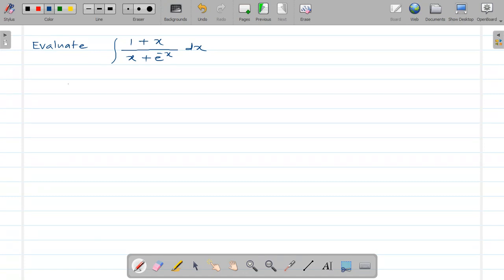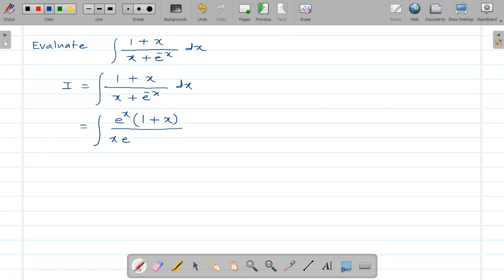So in the answer, first of all I will take I equal to the integration of (1 + x) upon (x + e^(-x)) dx. Now if I multiply both the numerator and denominator by e^x, then what will you get? See here, next step. We will get e^x into bracket (1 + x) upon, in the denominator, x e^x + 1. Now we get this form after this adjustment.